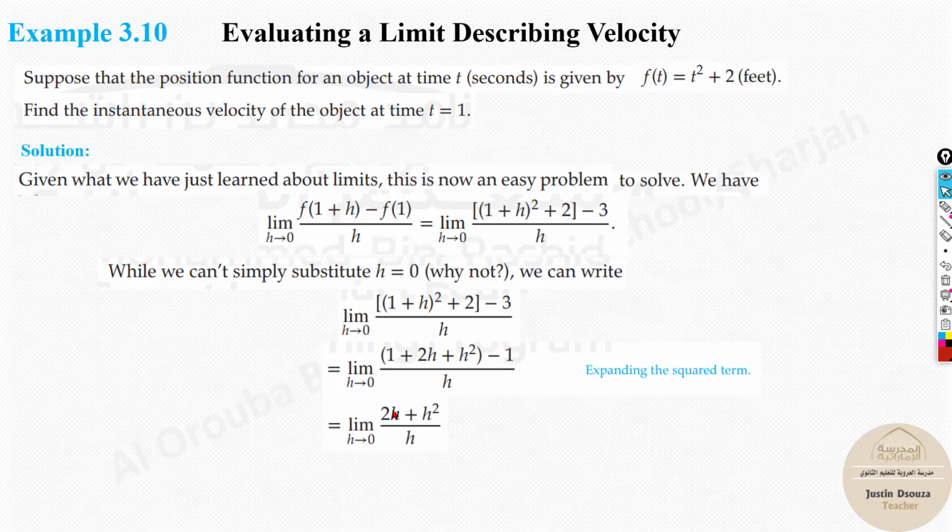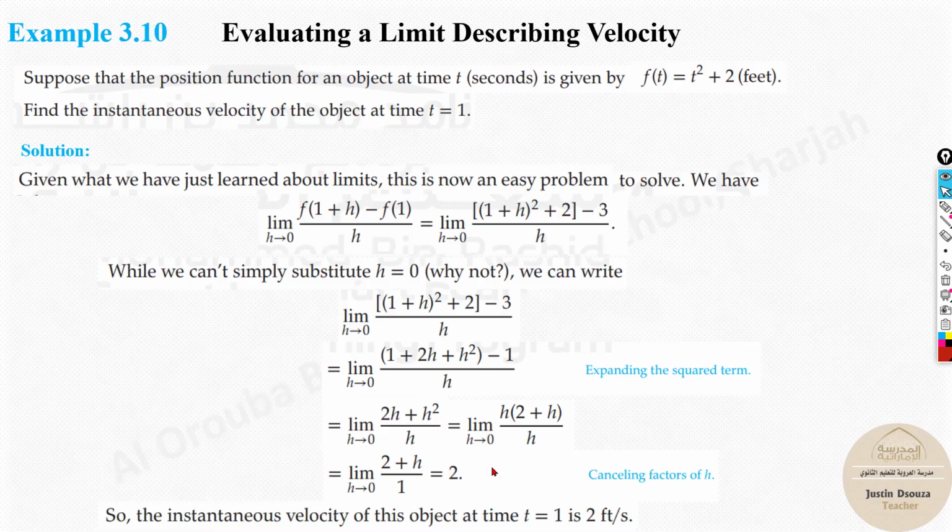Over here, this 1 and 1 cancels. You're remaining with over here. And now you can take this h common out, and this cancels. You're remaining with 2 plus h basically. And 2 plus h divided by 1 is the same thing. h is 0, answer is 2.